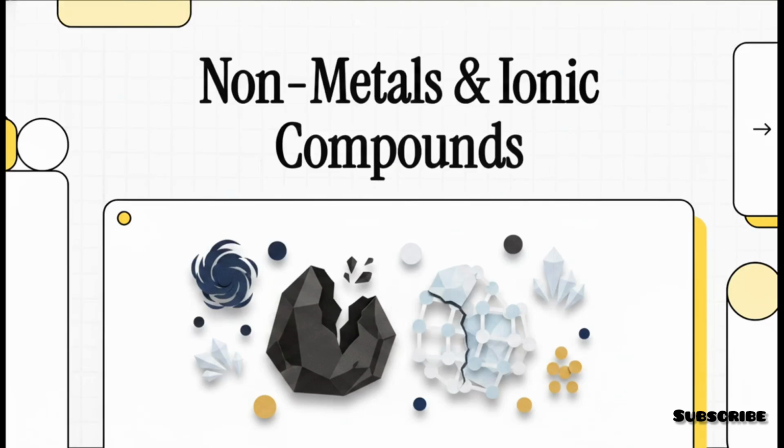Okay, so if you've been tracking with us, we've already checked off part one, that was our intro and physical properties, and we just wrapped up part two, where we really got into the chemical properties of metals. So what's next? Well, today we are diving into part three of our Class 10 Science Chapter 3 deep dive. We're talking about the chemical properties of nonmetals and ionic compounds.